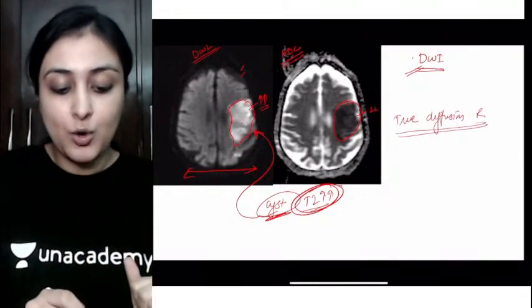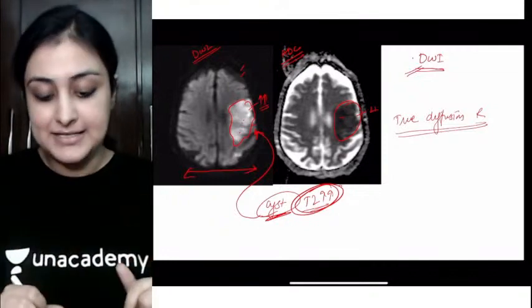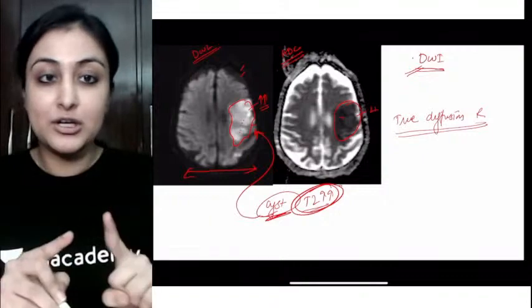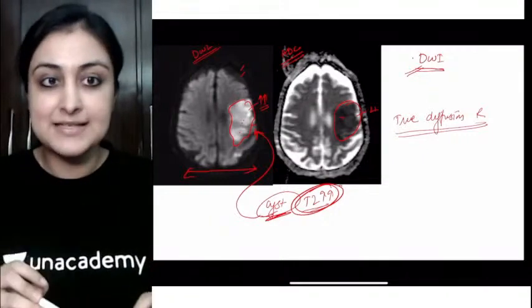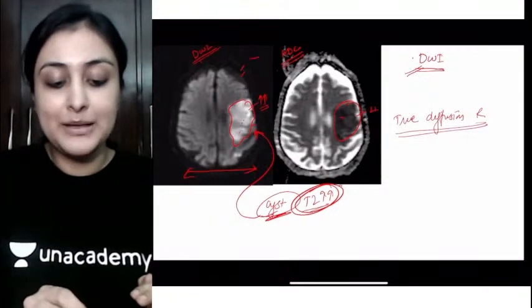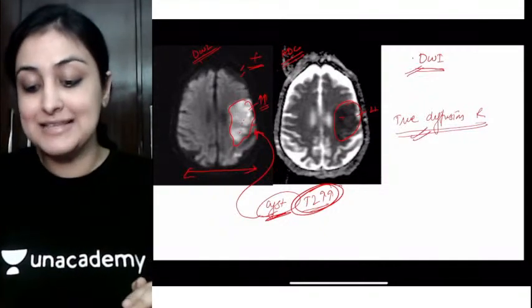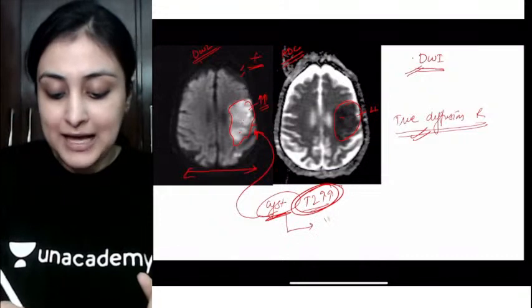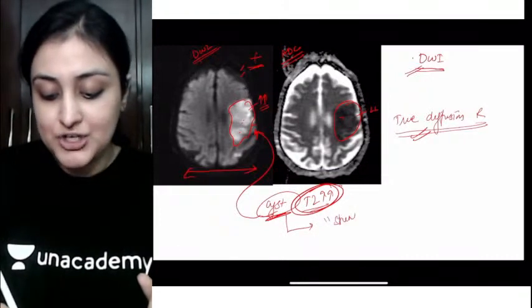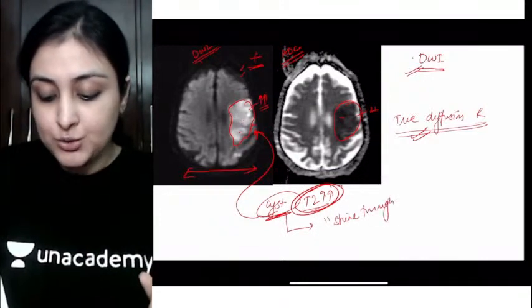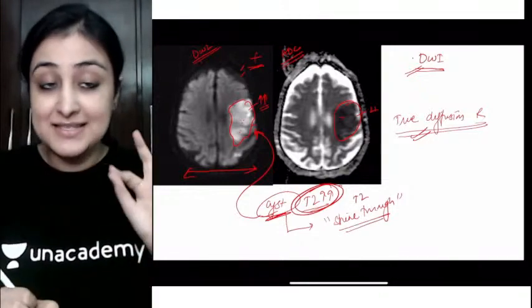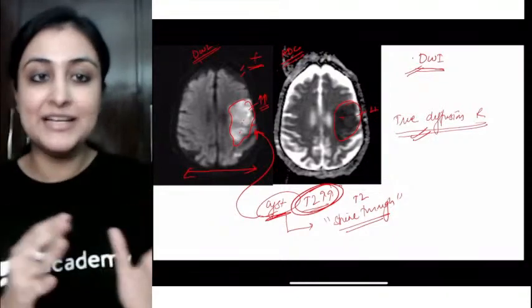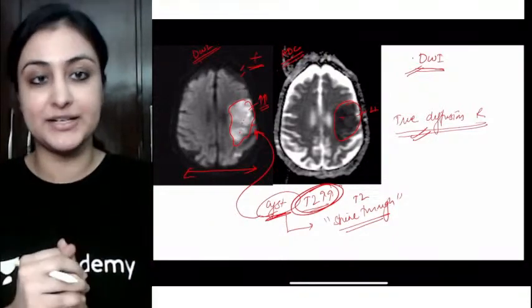That is why I always want to confirm it with ADC. This cyst, which is T2 hyper, will not appear dark on ADC. So this is the use of confirming DWI plus ADC for saying that something is diffusion restriction. And when such a phenomenon happens, we call it T2 shine through. T2 shine through means that it is just a T2 hyperintense lesion. It's just a cyst which is shining through. It is not a diffusion restricting thing.